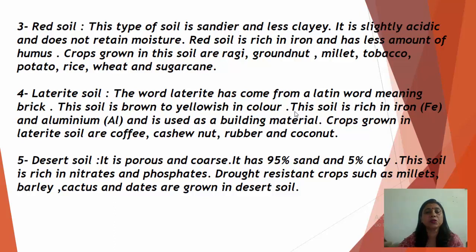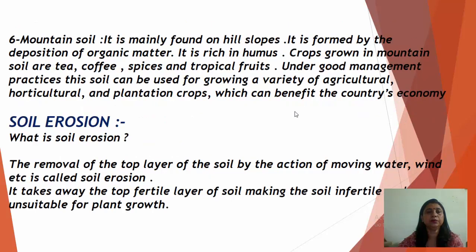ड्राउट रेजिस्टेंस, ड्राउट मीन्स सूखा. अगर पानी की कमी हो जाती है, बारिश कम होती है, तो कौन सी क्रॉप्स इसमें ग्रो कर सकते हैं? मिलेट्स, बार्ली, कैक्टस एंड डेट्स.